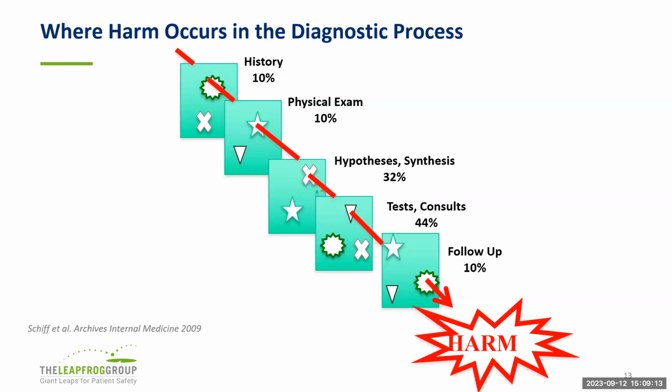And you can see that we're really not perfect anywhere. 20% of the time, the key problem involves just taking the history or completing the physical exam. But most of the problems seem to be in the middle, where you are trying to put everything together to synthesize all the available information, order the right tests and consults, come up with the correct set of diagnostic possibilities. So adding these middle elements together, 76% of the time, there's some problem with the clinical reasoning process that we use to come up with the diagnosis.